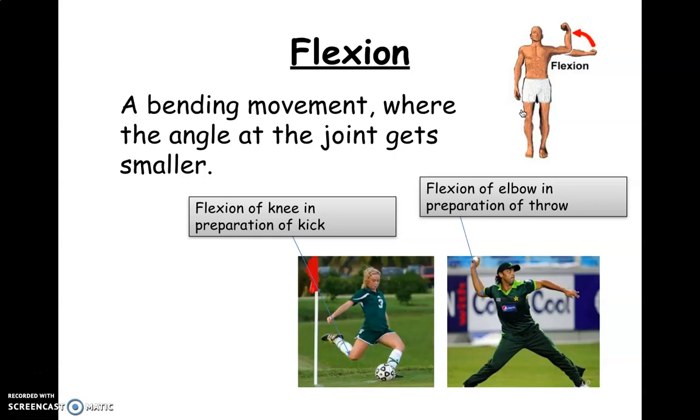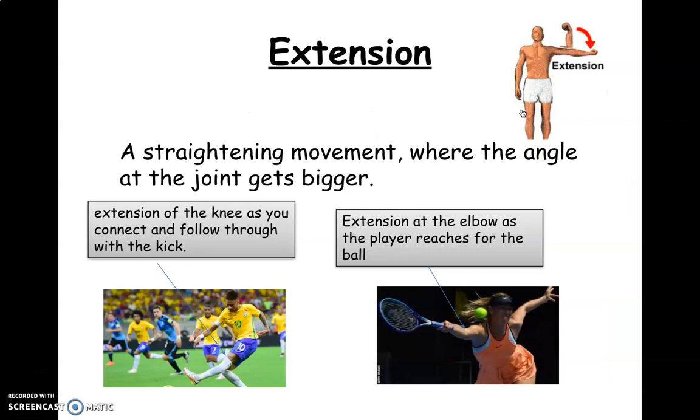So that's flexion. And then the opposite is an extension. So if you bring the bicep curl down, the angle is getting bigger because the two joints are getting further apart. A good example with the arm is a tennis player reaching for the ball. If it's really far away and you're straightening your arm out, or in football, at the end of your kick as you follow through, your legs nice and straight to get the most power.